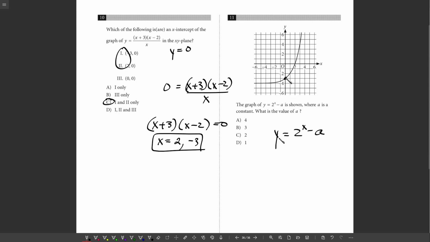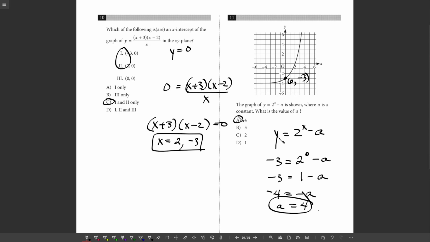I know, for example, when x equals 0, that the function should equal negative 3. So let's plug that in for x and plug that in for y, and then we can solve for a. So I get negative 3 is equal to 2 to the 0 minus a. Anything to the 0 power is 1, so now I have an equation that I can solve. So I get negative 4 is equal to negative a, so a is 4. And if you plugged in any other point that was on this function, you get the same thing.